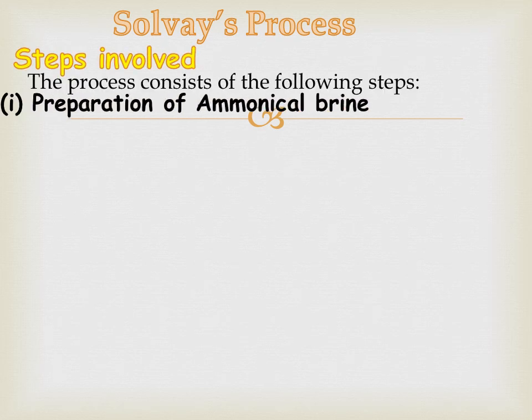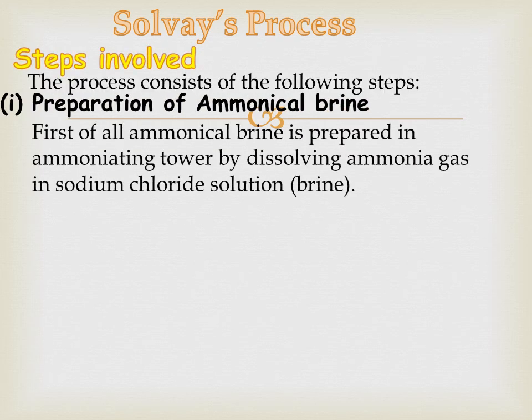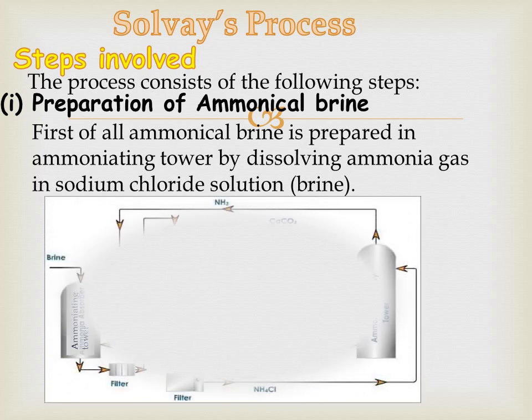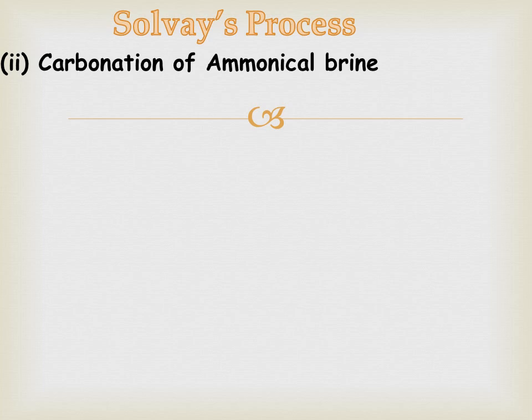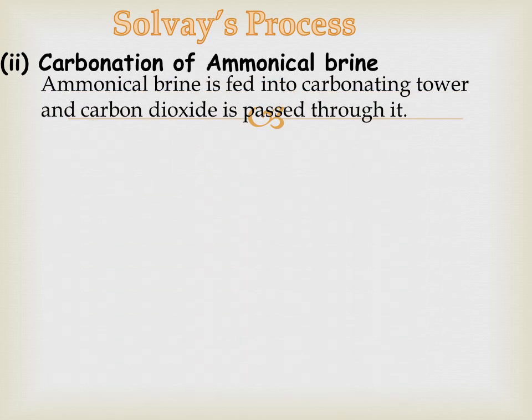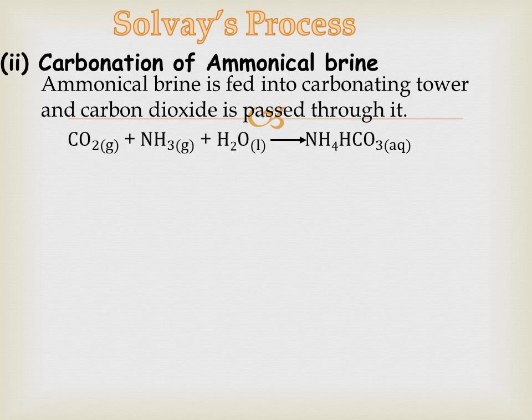First step is the preparation of ammoniacal brine, and this is done in a tower, which is the ammoniating tower. Now what you do is dissolve ammonia gas in sodium chloride solution, which is called brine, and later on you go for the carbonation of that ammoniacal brine. You take that ammoniacal brine and feed it into the carbonating tower, where the major reaction will take place because you have to pass carbon dioxide through it.